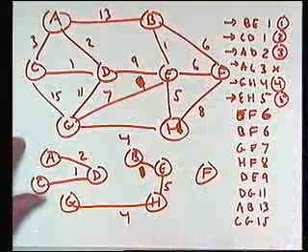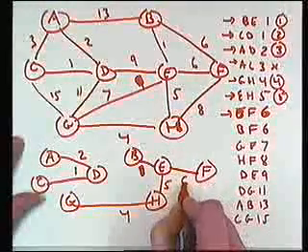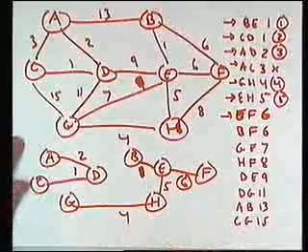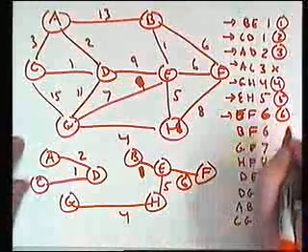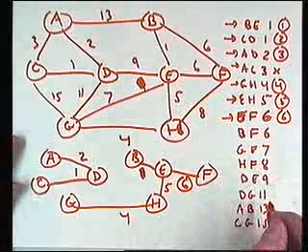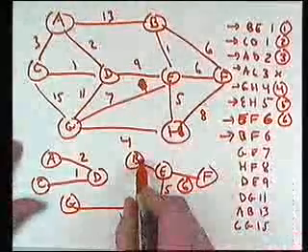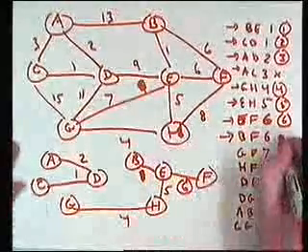On pass 6 of 7, this was supposed to be EF. That can be added right away without causing a cycle. So that's edge number 6. On pass 7 of 7, E to F now would cause a cycle between B, E, and F, so that's rejected.